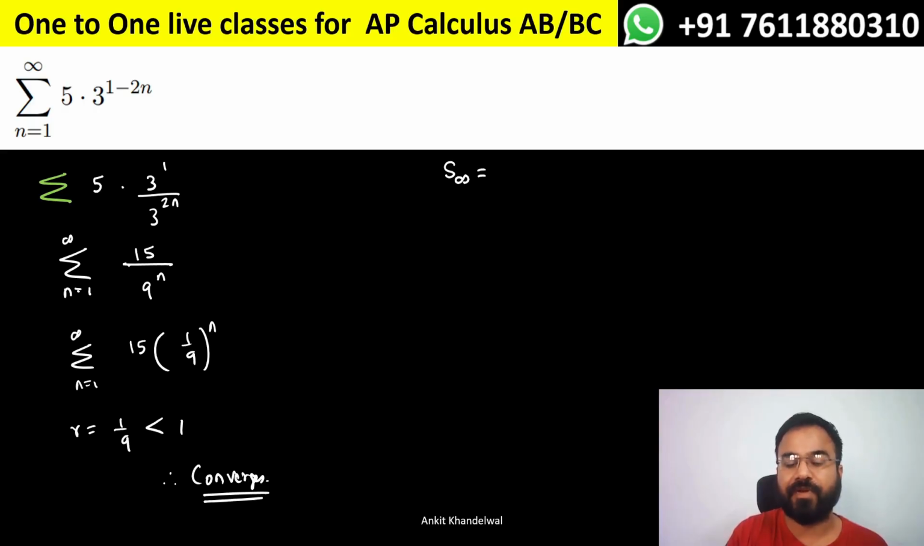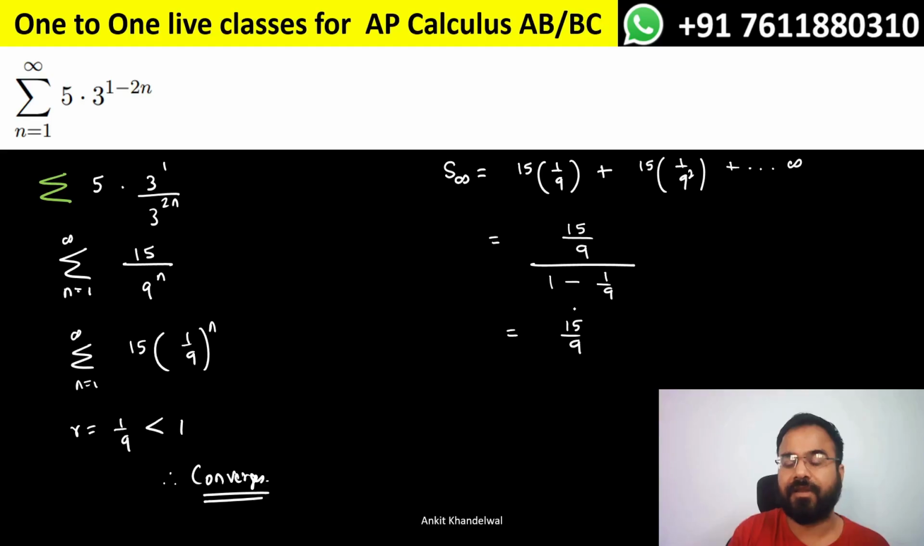What is the first term over here? If you put n as 1, it is 15 times 1 by 9, then 15 times 1 by 9 square and so on. So the sum of the infinite terms means a divided by 1 minus r. r is 1 by 9. So it's 15 by 9 divided by 1 minus 1 by 9, which is 8 over 9. So 8 over 9 gets reciprocal, it will become 9 over 8. So 15 by 8 is the sum of the infinite terms over here. So this converges.